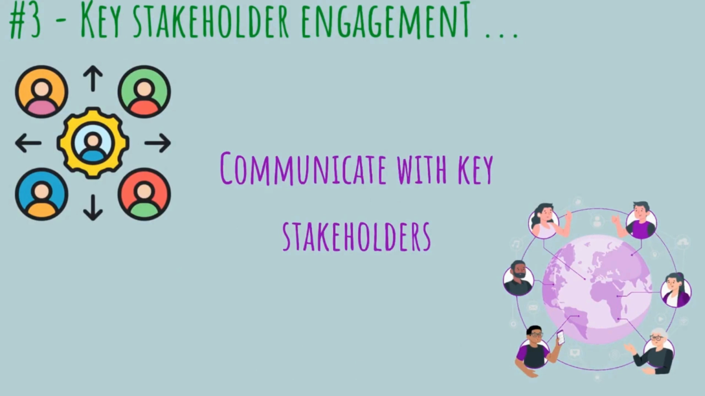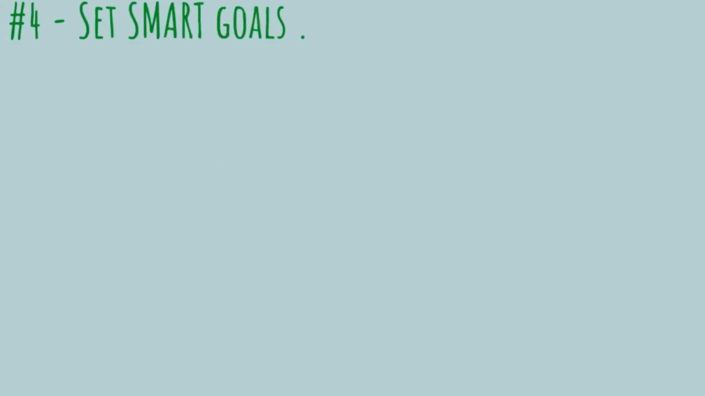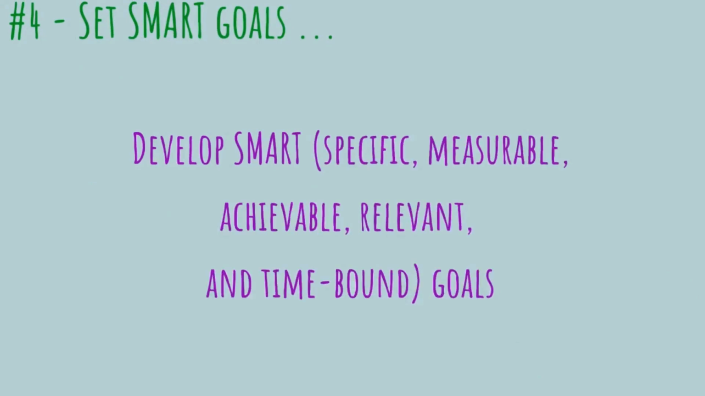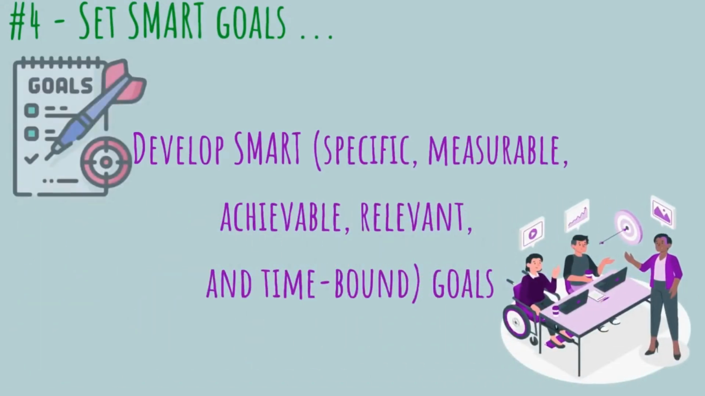Ensure that the product vision and goals align with the organization's broader goals by gaining their input and buy-in. Step 4. Set SMART goals. Develop SMART, which means specific, measurable, achievable, relevant, and time-bound goals that support the product vision.